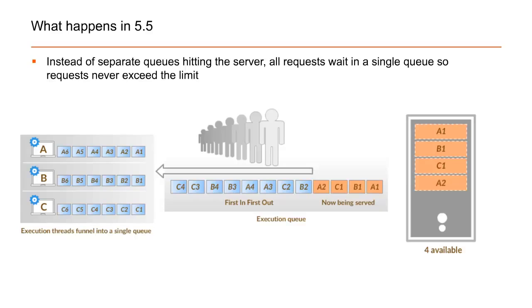Instead of 3 separate queues hitting the server simultaneously, all requests wait in a single queue, so requests never exceed the available processors. As each thread is processed, it stays in the queue, and when the thread is complete, it is removed from the queue, and the next thread in the queue begins processing. In this example, that would be B2.